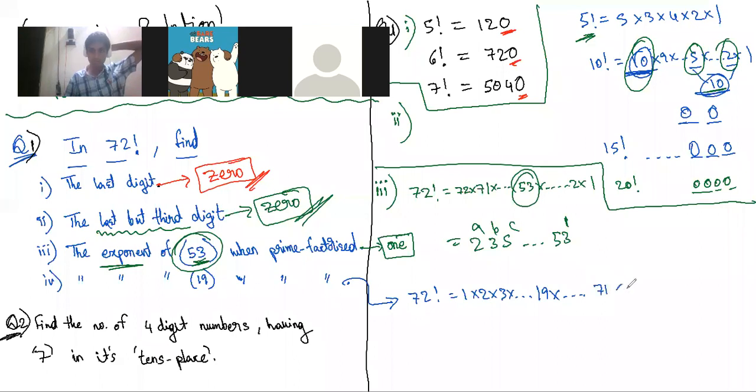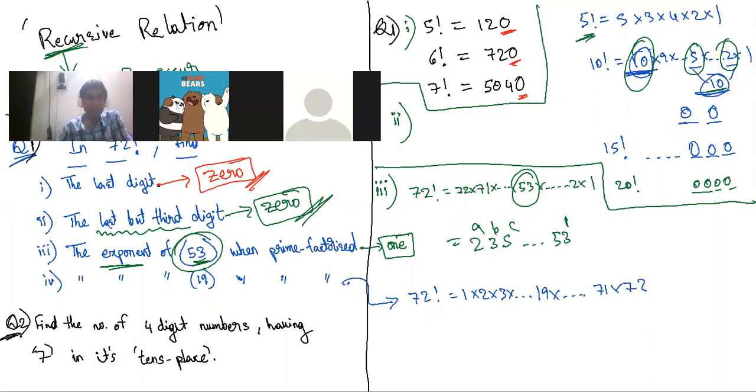Sir, but there will be 38 and 57. Yeah, but see, here, sir, you have to observe something. 19 is a prime number, but what about the multiples of 19? Does 19 have any more multiples below 72? Yes, sir. Somewhere 38 will come in between, and after some time 57 will come.